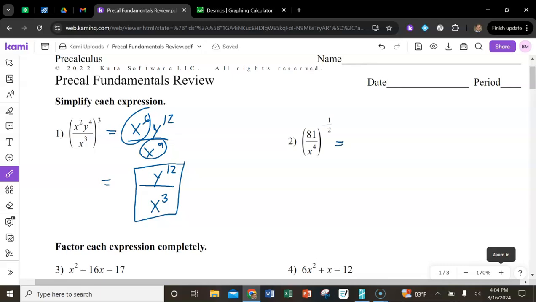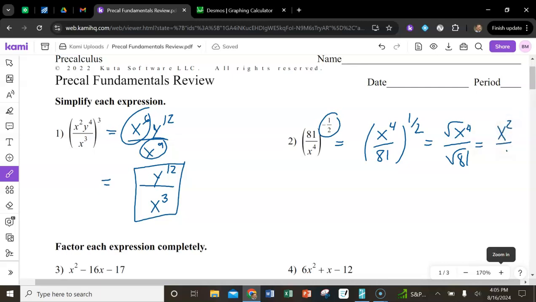Number 2, anytime you have a negative exponent, what you can do is flip the fraction on the inside. Do not flip this fraction. But I can make that a positive 1/2 now. And then I want to distribute that exponent in, and a 1/2 power is like a square root. So essentially what I have is the square root of x to the 4th over the square root of 81, which would be x squared over 9.